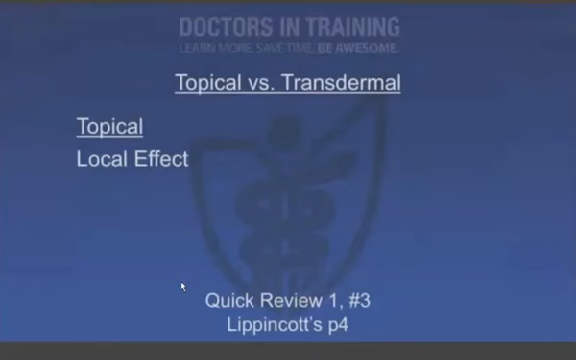Number 3, what is the key difference between topical and transdermal administration of a drug? So both, you place the drug on the skin, so you might think they're pretty much the same thing. In some regards, they are, but there are distinct differences. With topical administration, you use this when you want the drug to act locally. It's like when you have a cut and you put some antibiotic ointment on there, that's topical administration. Or if you have psoriasis and you're putting steroid on there, that's topical administration.